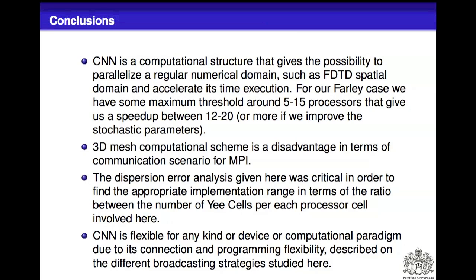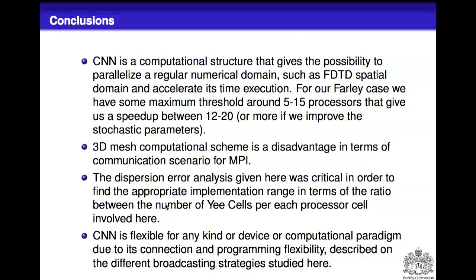Okay, and at the end we have the conclusions. You can have a conclusion that is related to the number of processors. In terms of value, we could have 5 or 15 processors for the MPI, taking into account the stochastic parameters, as you can see in the speedup plot chart. The 3D mesh computational scheme is a disadvantage in terms of the worst case scenario in MPI, and obviously is totally dependent on the machine parameters.